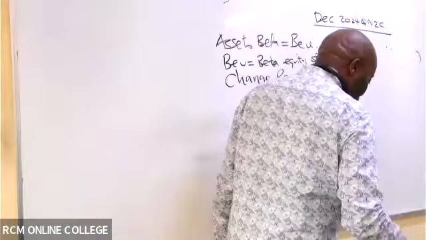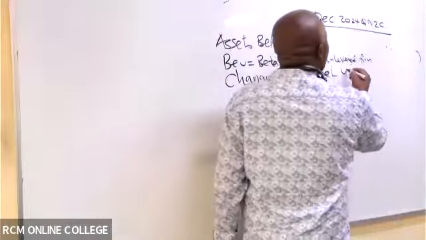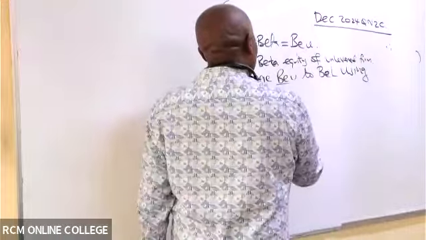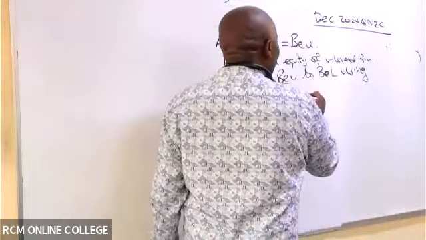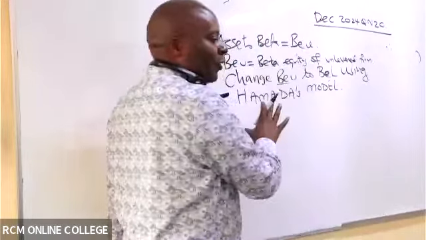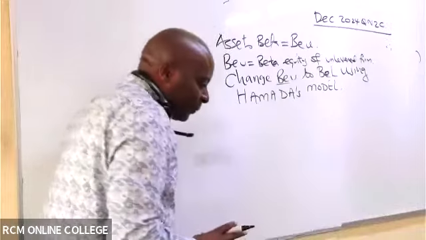So you change BEU to BEL using a very important model that you did in financial management, which you passed very well, using Hamada's model. Please write this, and if possible, highlight.